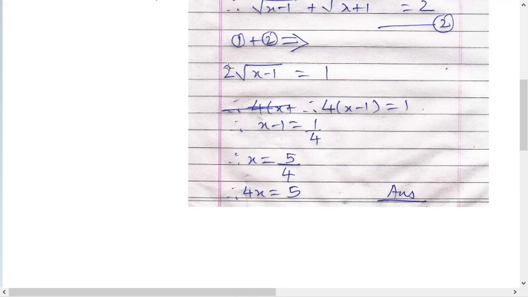Okay, so you can square this over here itself. 4 into x minus 1 equals to 1. Then 4x minus 4 equals to 1. Take 4 on the other side. You get 4x equals to 5. That's the required answer. Anyways, you can do it.